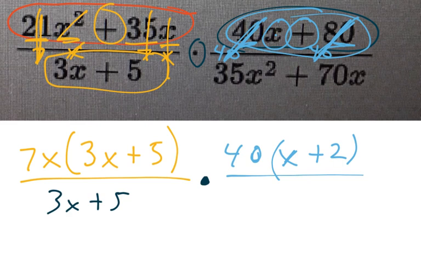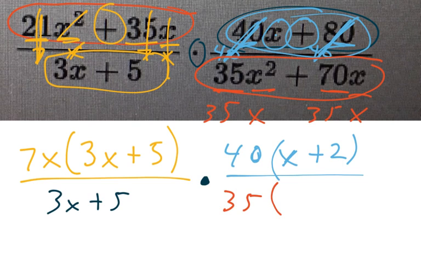All right, let's go to the denominator. Now this one's a little tough. This is why some of you maybe would use your calculator. But 35 and 70, guys, divide by 35. Let's make note of that. And x squared and x divide by x. Let's make note of that as well.